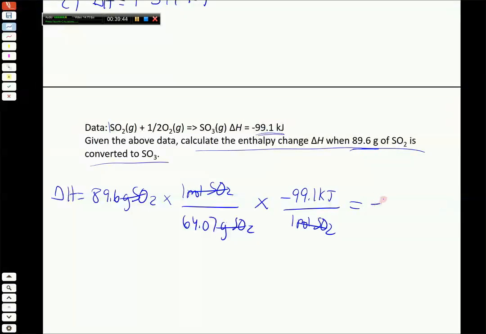So we get minus 139 kilojoules. And again, I don't remember if this is multiple choice or free response, but that would be the number you'd put in, minus 139. Alright, so delta H will still be negative. It's still the same chemical reaction, but we're just figuring out what's the delta H value if we use something other than 1 mole of SO2.